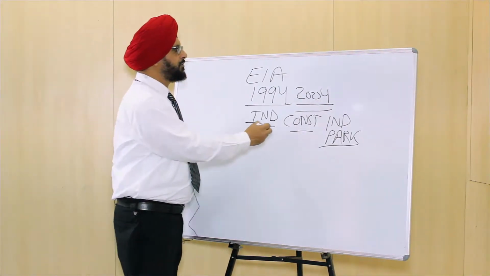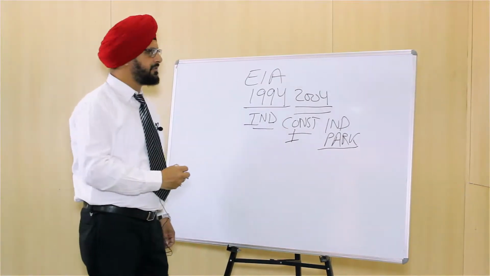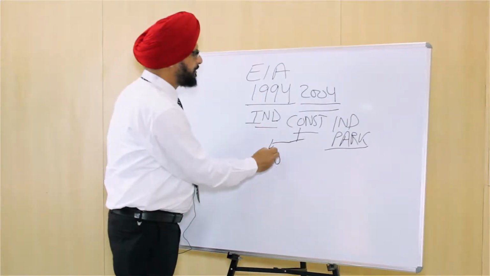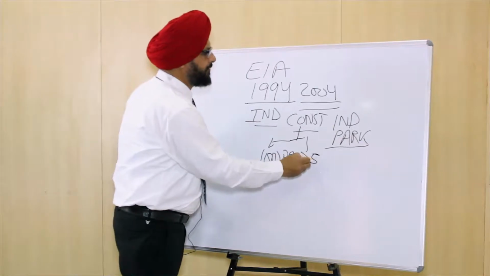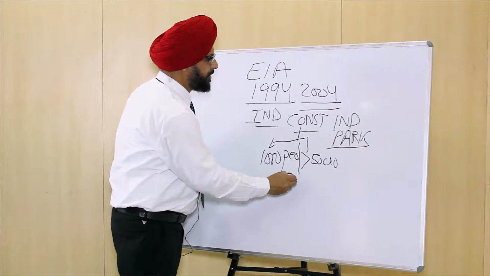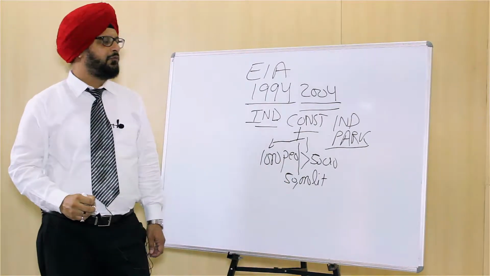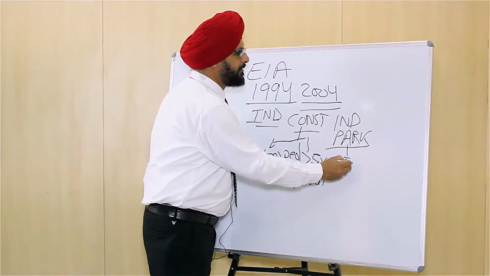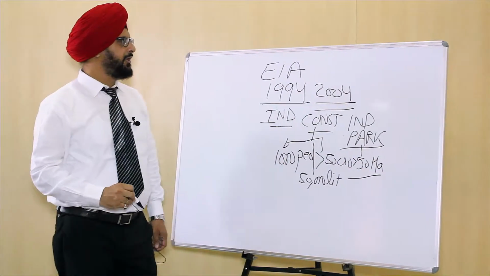Now for construction projects, this notification, which was amended in 2004, said any construction project which employs more than 1000 people, or whose cost is greater than 50 crore, or which generates more than 50,000 liters of sewage, will be covered under EIA. For industrial parks, it was stated any park which is greater than 50 hectares in area will be covered for EIA.